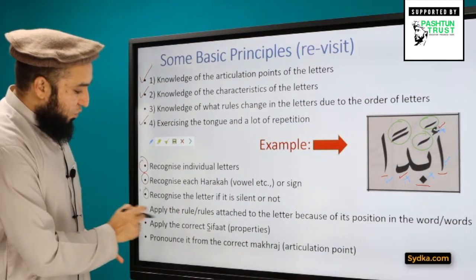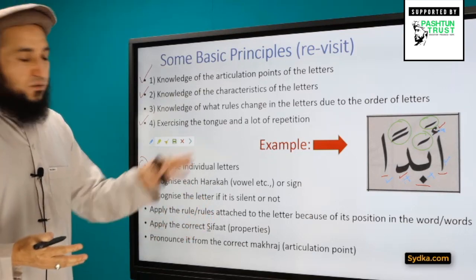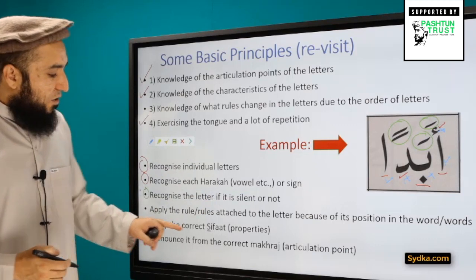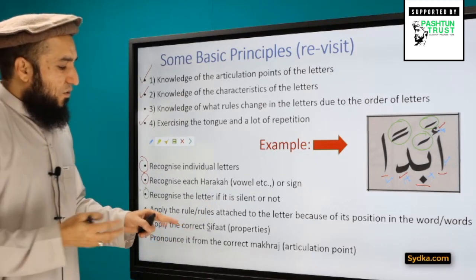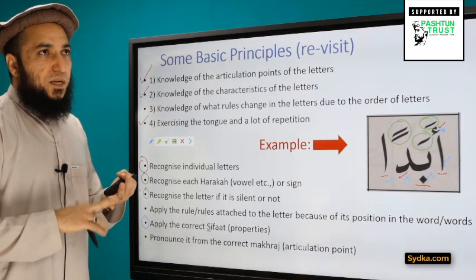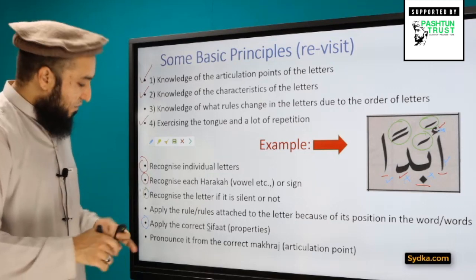And the next one is we apply the rules that attach to individual letter. We will study that in advanced level. Apply the correct sifat. We have studied only a few of them. One of them would be if the letter is heavy or light. So we apply those rules, and the rest we will study in advanced level.